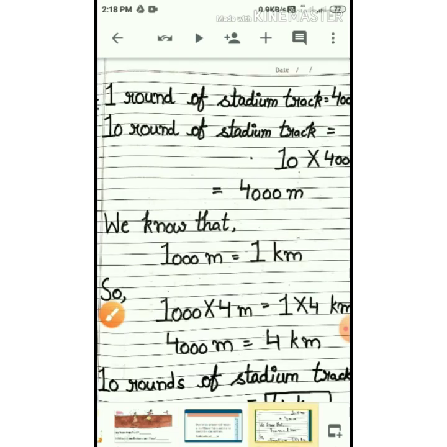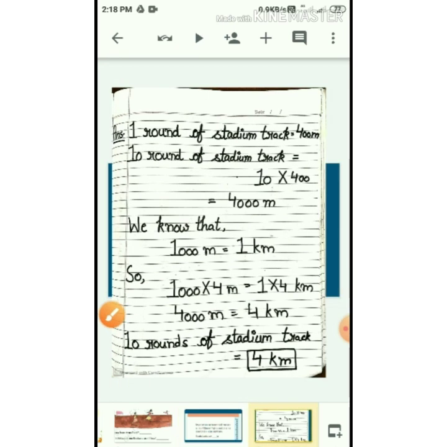So for this, 10 rounds of a stadium track is equal to 10 multiplied by 400. 400 is for one round, and we have to find out for 10 rounds, so we will multiply it by 10. So it will be 10 multiplied by 400. So we will get 4000 meter.